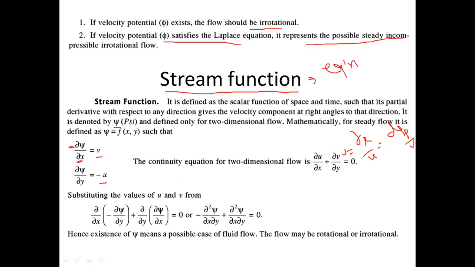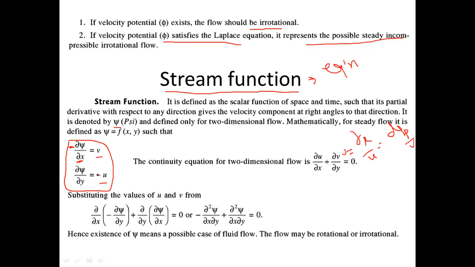Just for the definition first, you will understand this, that if I take a derivative of this function with respect to x, it will give me velocity in the perpendicular direction. But in this case, there should be a negative sign. Now, why will this negative sign come? I'll try to explain it in the next slide.